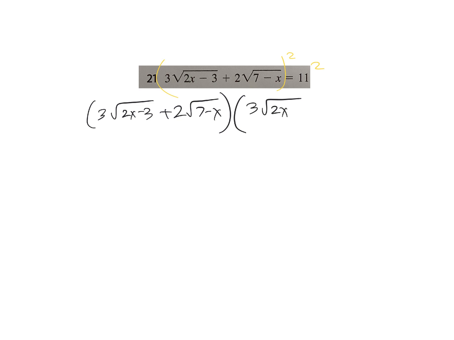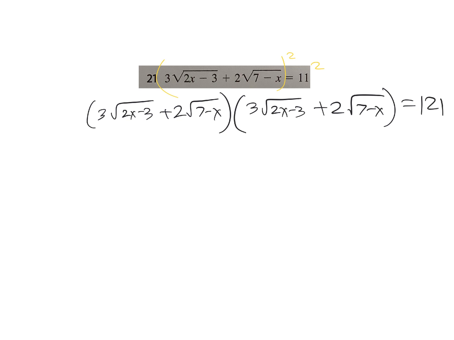Okay, so what we're going to do here is square both sides. And when you square both sides, you're going to have a radical in the middle. So let's just show you what happens when we do this. This is just a binomial. So let's draw it out, and do it again here. And that's equal to 121.